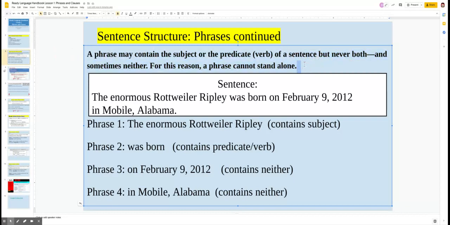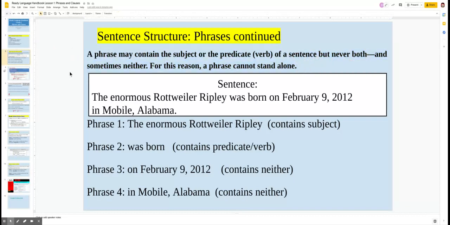All right. So a phrase may contain the subject or the predicate, which is the verb, of a sentence, but never both, and sometimes neither. For this reason, a phrase cannot stand alone. And there's a reason I'm making you write it twice, because I want to make sure you really understand it.